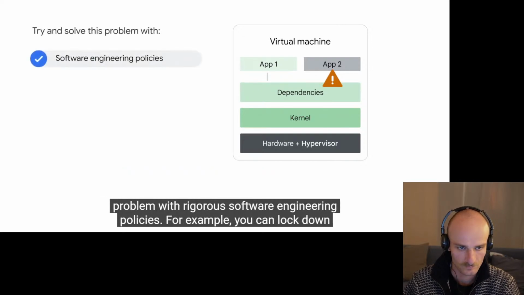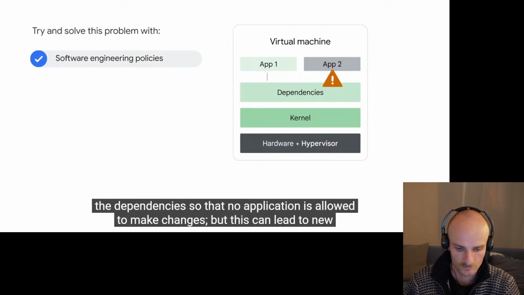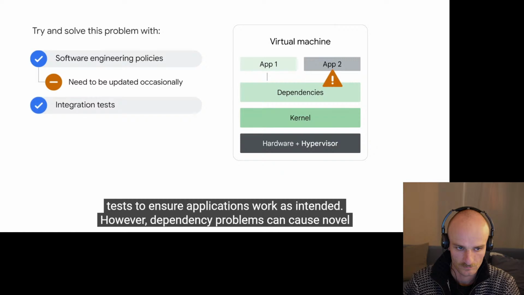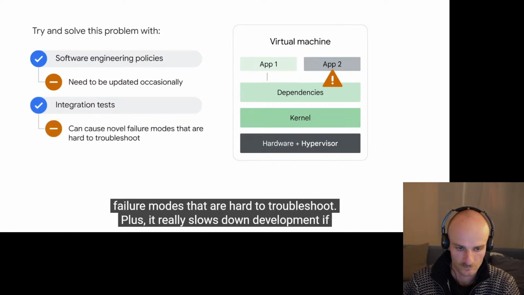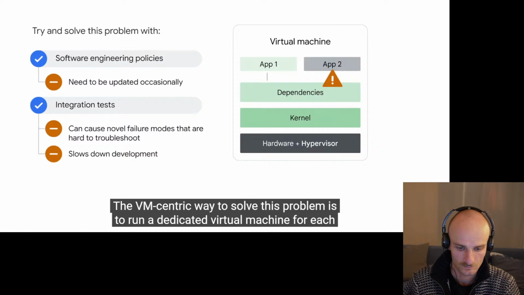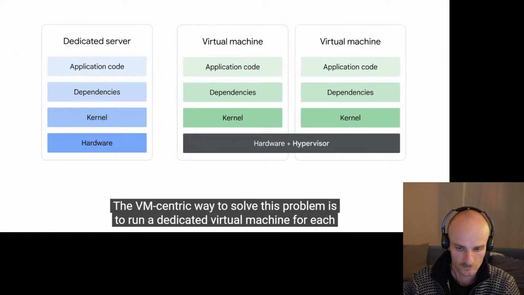You can try to solve this problem with rigorous software engineering policies. For example, you can lock down the dependencies so that no application is allowed to make changes. But this can lead to new problems because dependencies need to be upgraded occasionally. You can also add integration tests to ensure applications work as intended. However, dependency problems can cause novel failure modes that are hard to troubleshoot. Plus, it really slows down development if you have to rely on integration tests to confirm the basic integrity of your application environment. The VM-centric way to solve this problem is to run a dedicated virtual machine for each application.